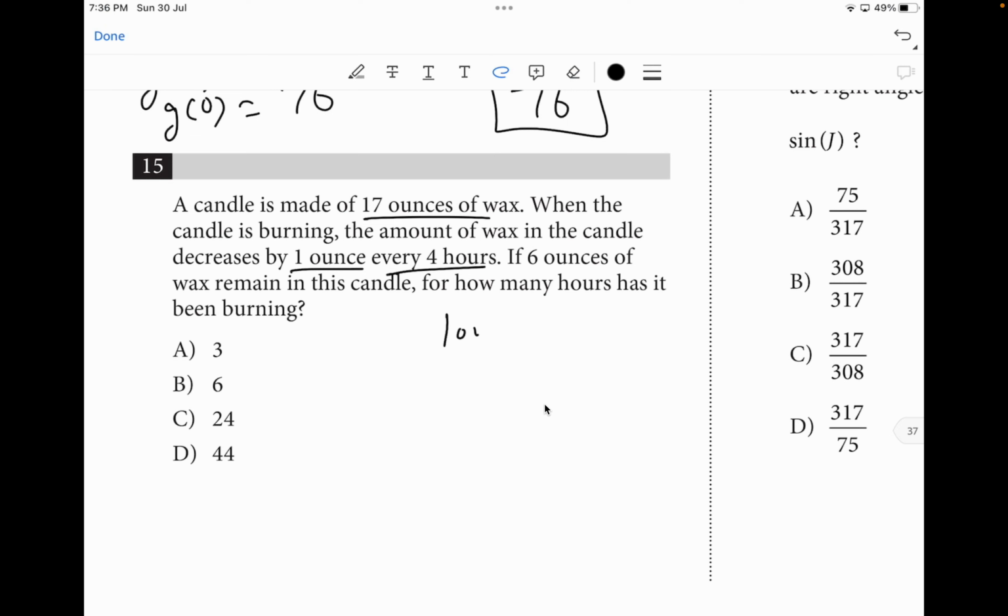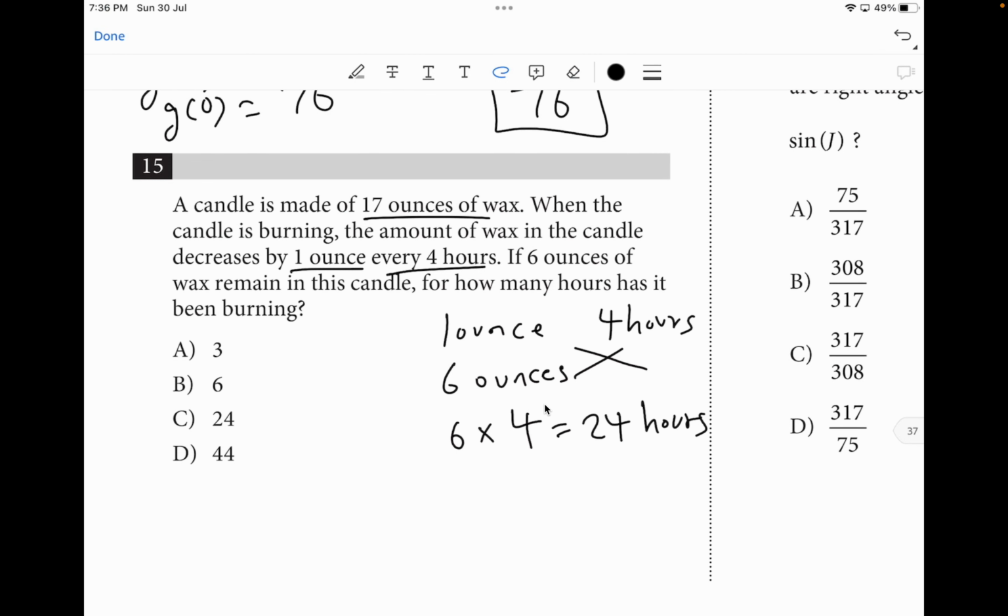So I'm just going to try something. We can see that it decreases by 1 ounce every 4 hours. So if it's 6 ounces, since we know that it's 6 ounces, we're just going to cross multiply. We're going to be doing the cross multiplication method. So it's 6 times 4, which is going to give you the value of 24 hours it has been burning for. So answer C is going to be the correct one for question number 15.